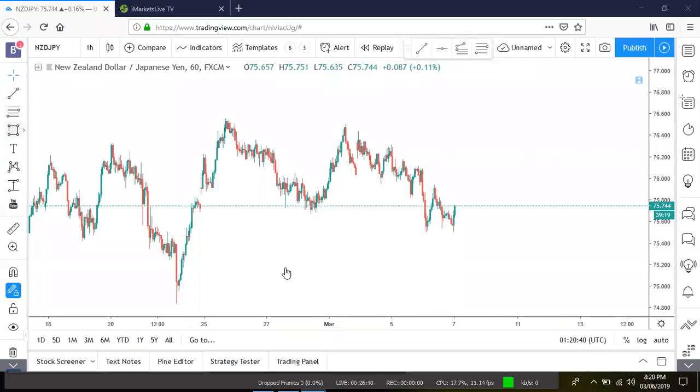So this is my level of support right here, okay? Who can tell me what an impulse leg is? Let me see what you guys got. Let me see your answer. Like, what's an impulse leg? Fast move. Can you guys pretty much spot out an impulse leg?